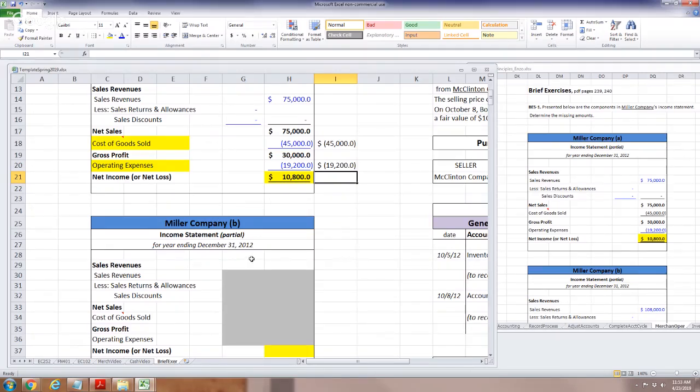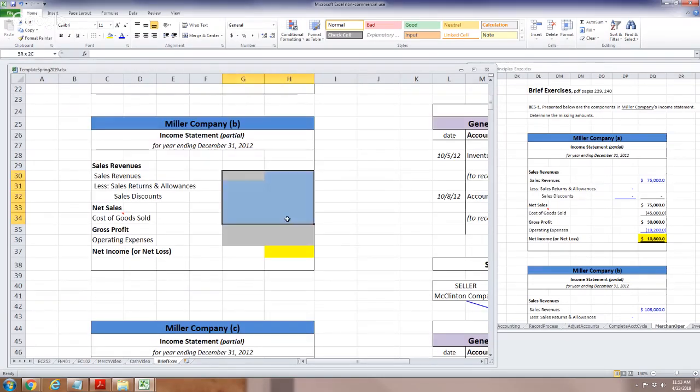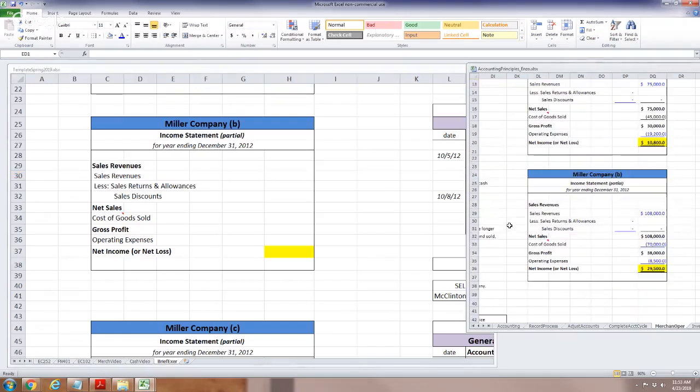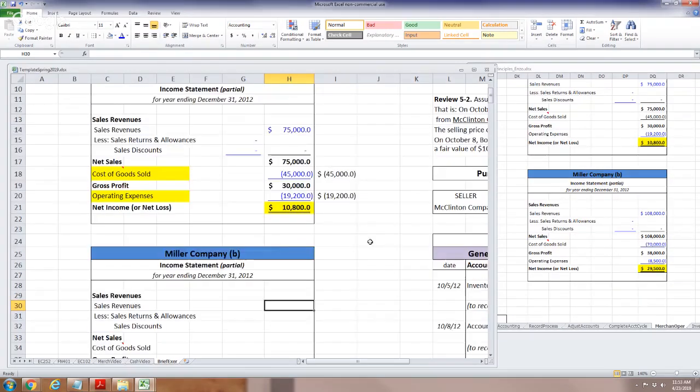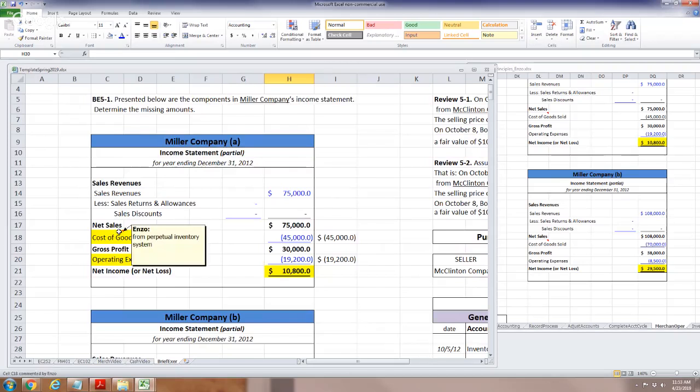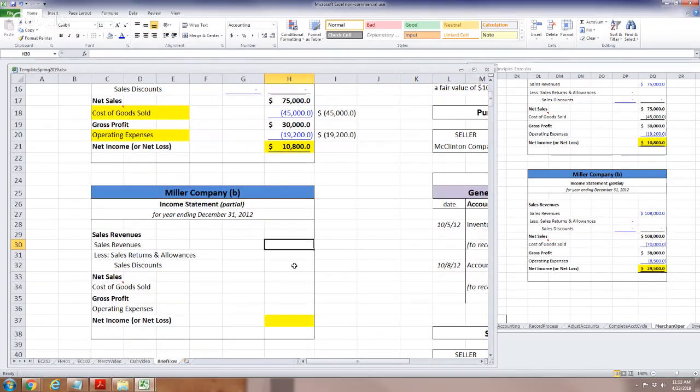The next one gives you, and again, I put the gray in just to remind me so I don't go completely mad, what to enter and all those other things, and making sure that we're consistent with what we've done in the past here. This is from perpetual inventory system. We just put a little note in there. This is 108,000. Cost of goods sold was minus 70. Okay, these guys, this was zero.